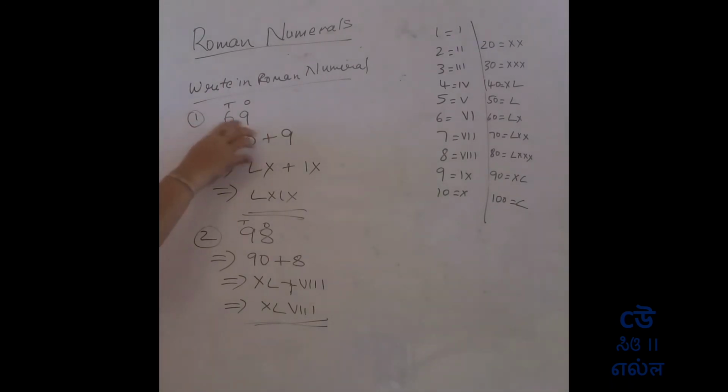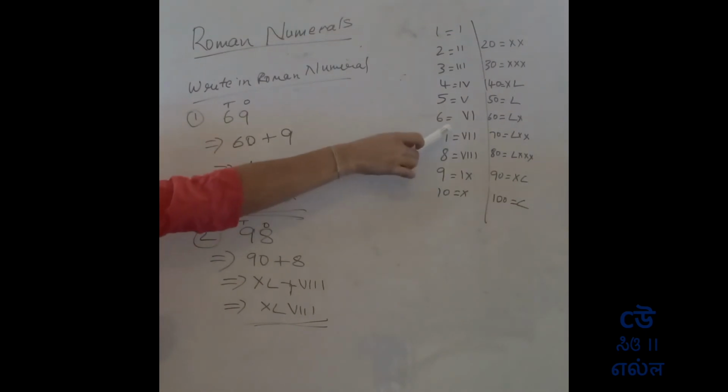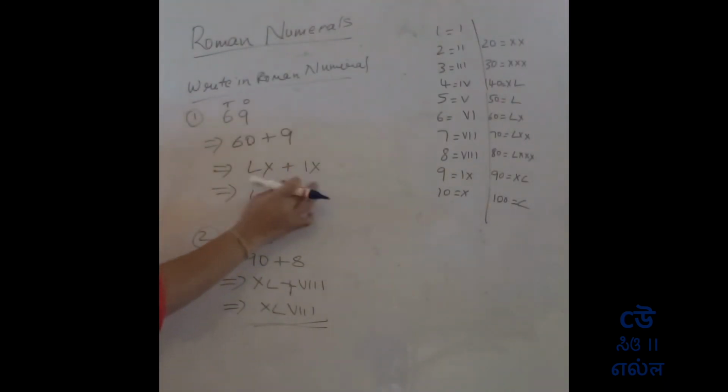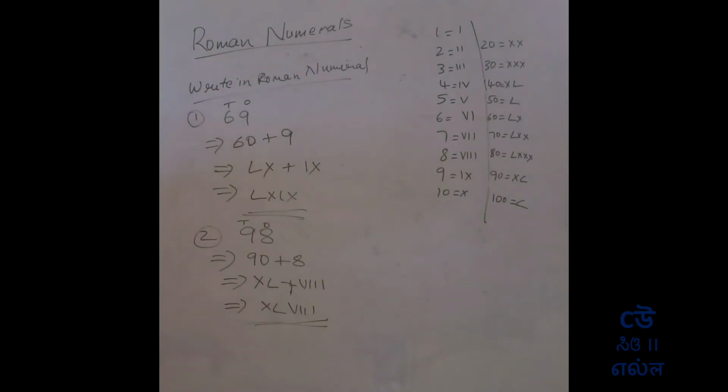First you will split the numbers. In the tens place, 6 is there, so you will write 60. Then the ones place number you will write as it is. Then 60, how will you represent in Roman numerals? LX. Then 9 you will represent as IX, so you will join these and write. Understood?